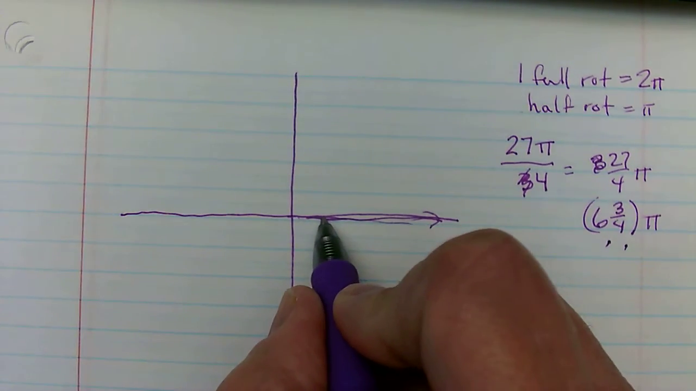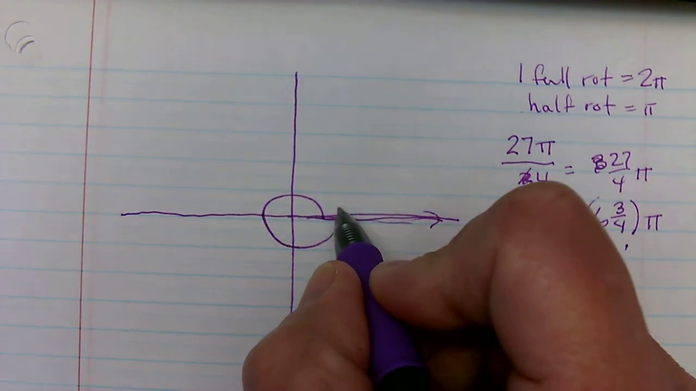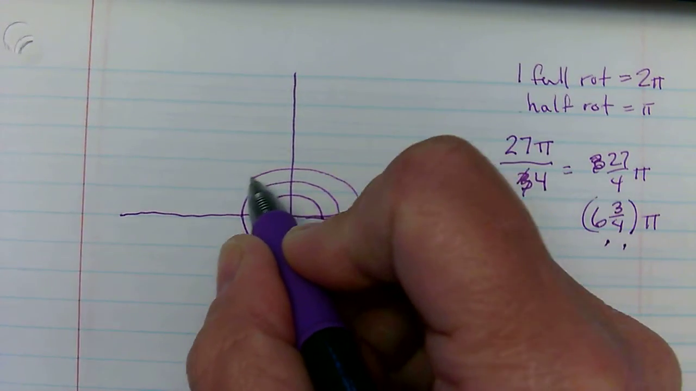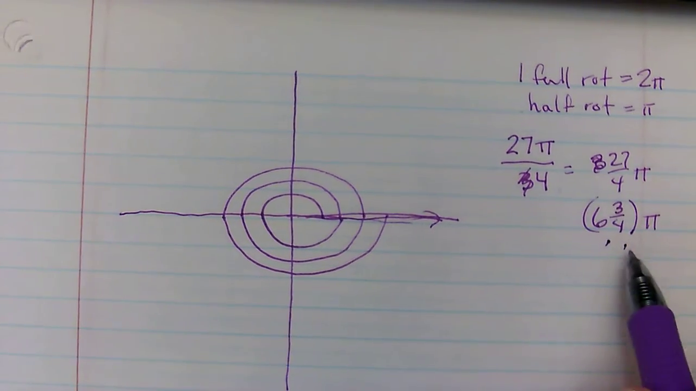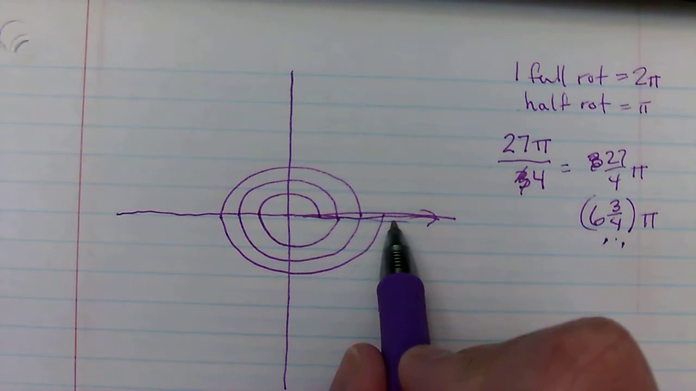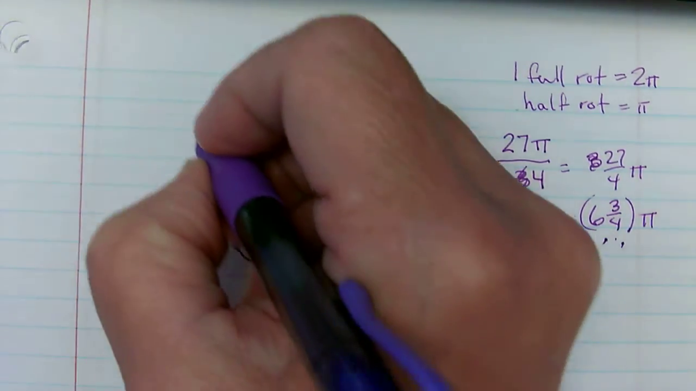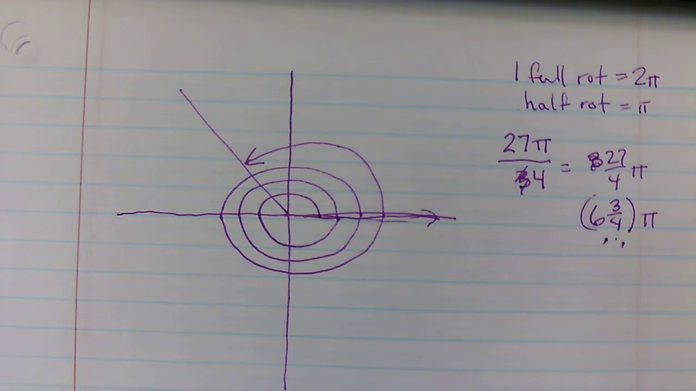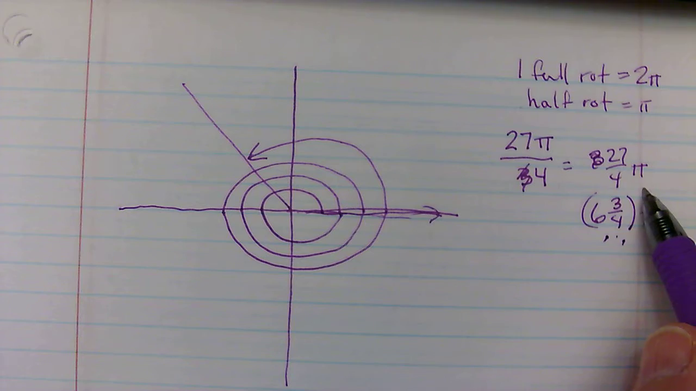So starting from here, 1, 2, 3, 4, 5, 6, and then the 3/4, remember it's 3/4 of halfway, would take me to here. So this is how you would sketch the angle 27 pi over 4.